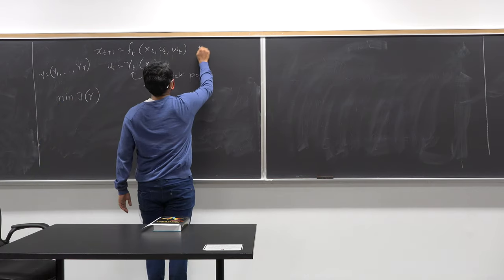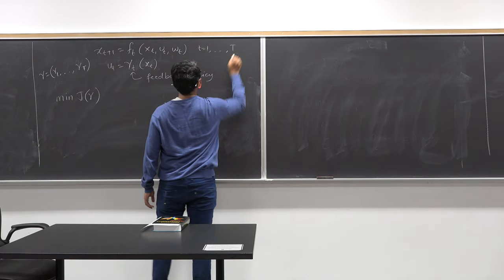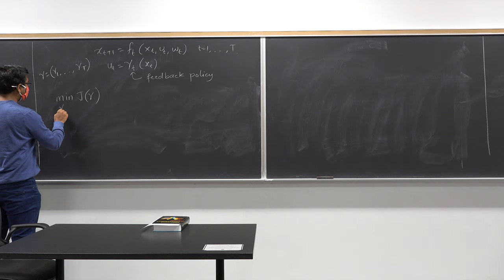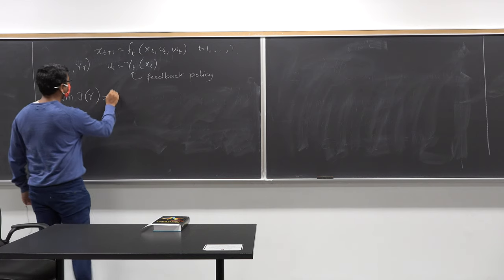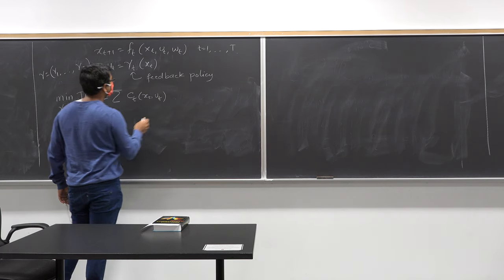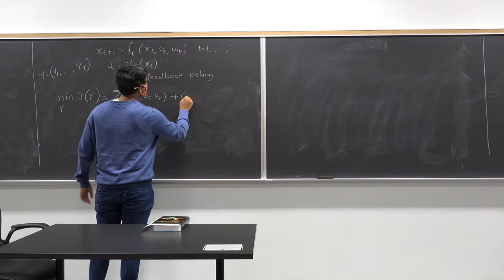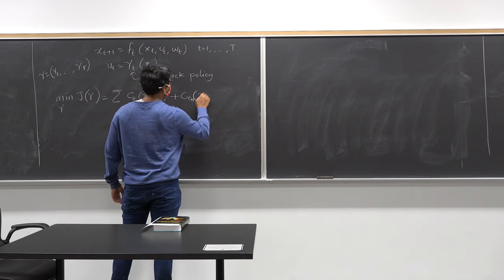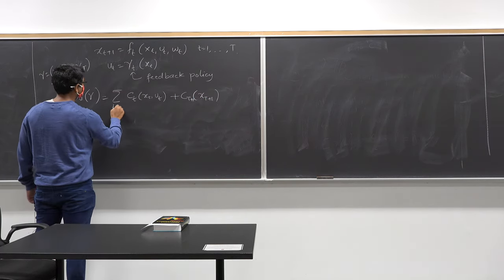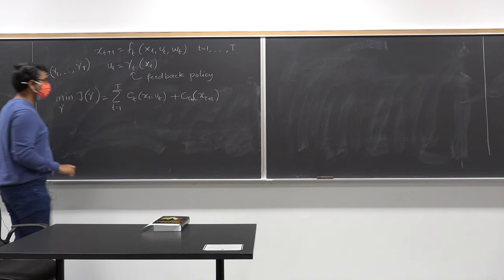So this t goes from 1 to capital T. So there are capital T number of decision steps in this particular problem. So I want to minimize over all possible gamma of J of gamma, which is given by the sum over t from 1 to capital T of c_t(x_t, u_t), plus c_{T+1}(x_{T+1}).